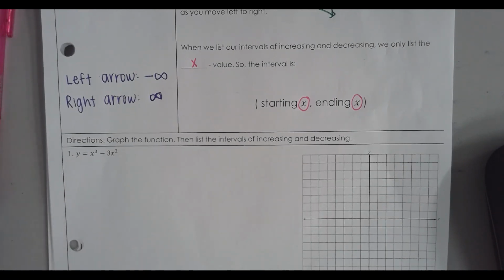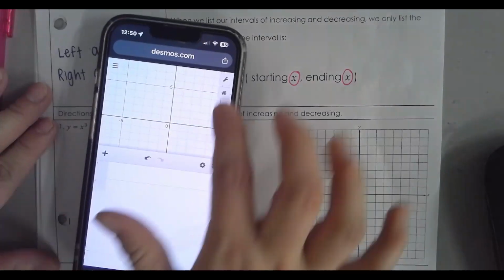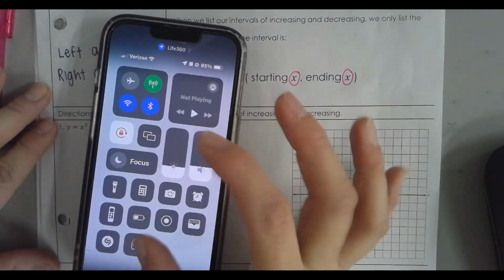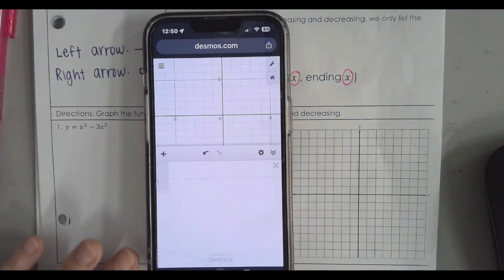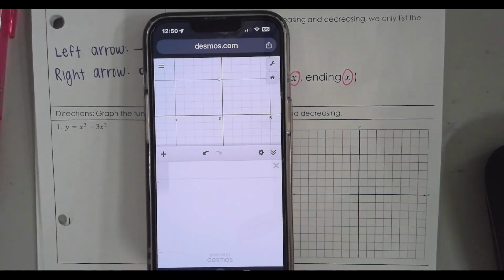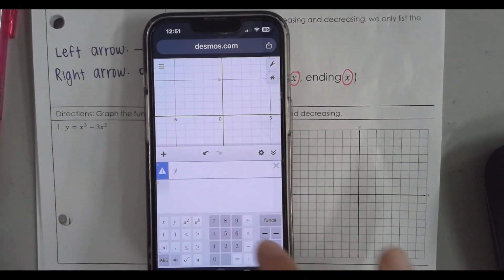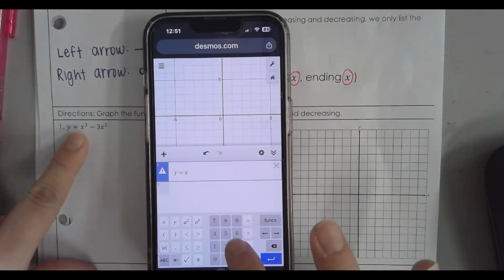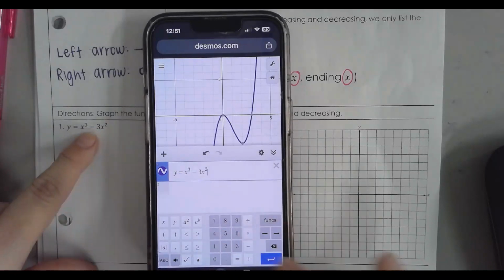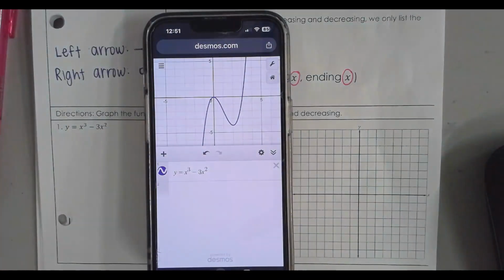So normally I would have you graphing these on Desmos, but I'm just going to do it today to save some time. Okay. So we're going to graph these. Now on your phones, I just Googled Desmos graphing calculator, so if you ever need it, it's up. You can do that. But I'm going to type y equals x cubed minus 3x squared. And we're going to graph this the best that we can.